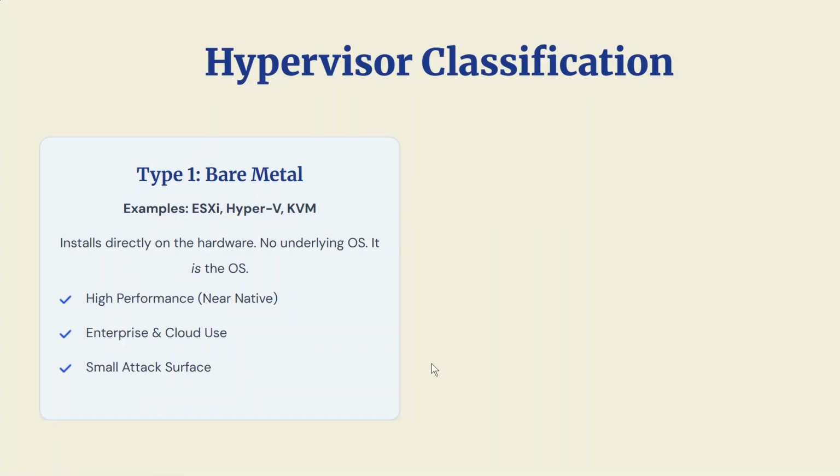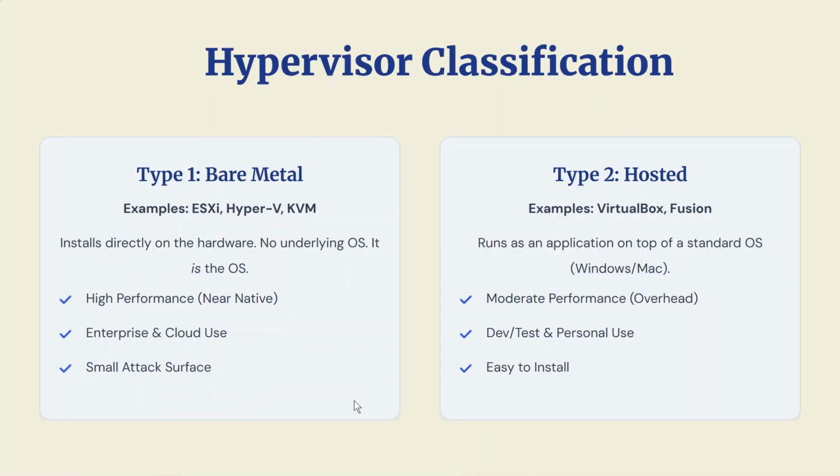Next, we have the Type 2 hypervisor, which is also called the hosted hypervisor. This type of hypervisor runs as an application inside the host operating system. Type 2 hypervisor doesn't perform as well as the Type 1 hypervisor, but it is very easy to install. The best example of this is the Oracle VirtualBox. It is mainly used for development, testing, or personal use. Let's take a closer look.